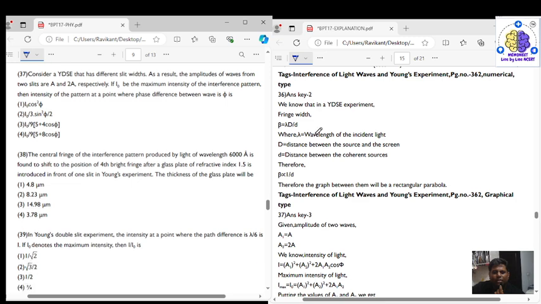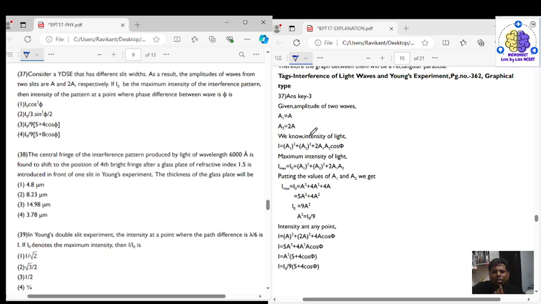Now question number 37. Question number 37 says that consider a Young's double slit experiment that has different slit widths. As a result, the amplitudes of the waves from the two slits are A and 2A respectively. If I naught is the maximum intensity of the interference pattern, the intensity of the pattern at a point where the phase difference between the waves is phi is.